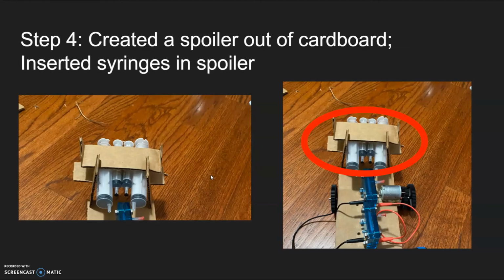And in step 4, we made a spoiler, which was placed on the back of the car. And the spoiler was made with cardboard. And as you can see, the spoiler is circled in red over here. We basically created the spoiler to hold the syringes, and we inserted the syringes into the spoiler.